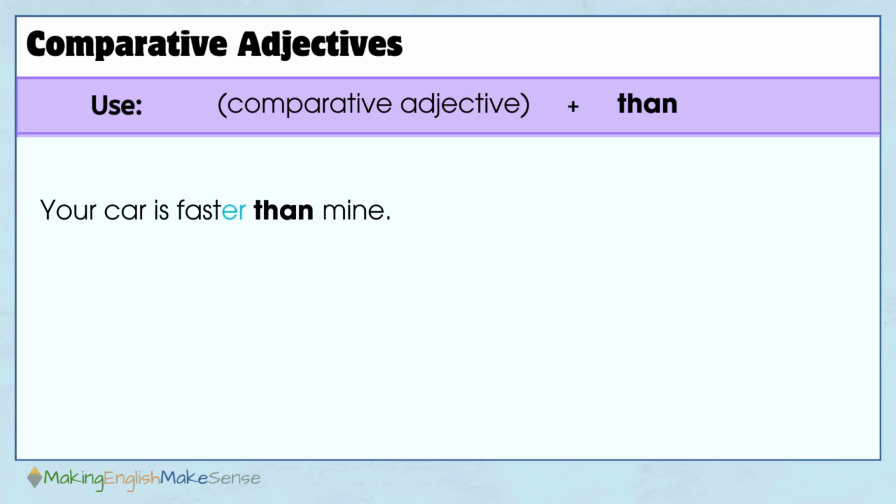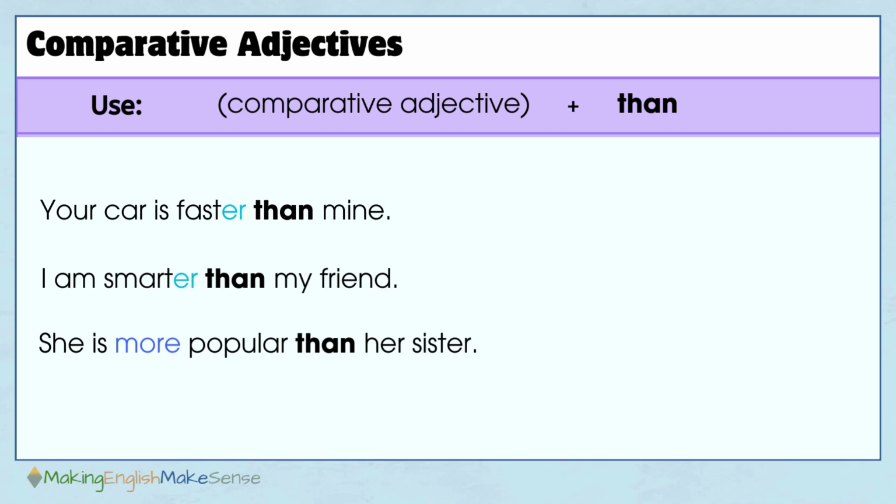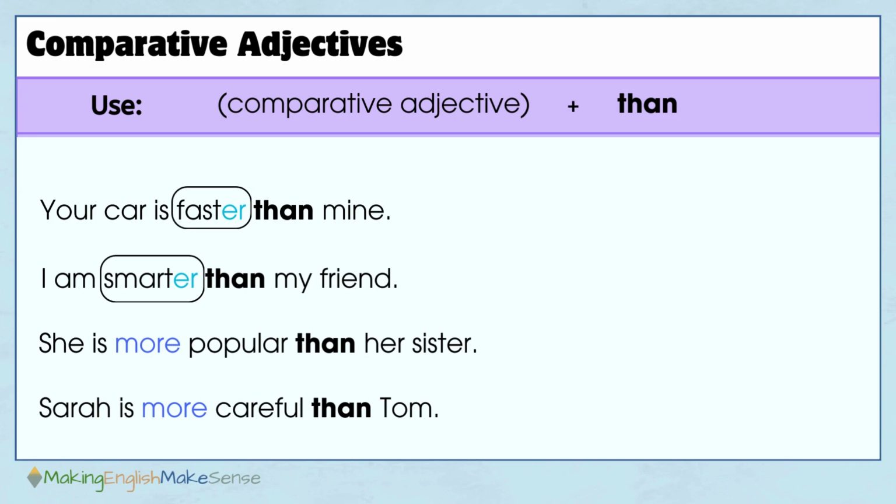For example, your car is faster than mine. I am smarter than my friend. She is more popular than her sister. Sarah is more careful than Tom. Notice that whether we formed the comparative by using -er or by adding the word more, the word than always follows the adjective.